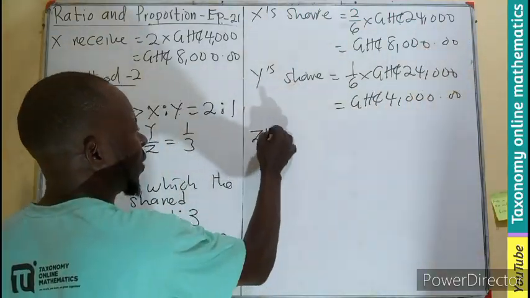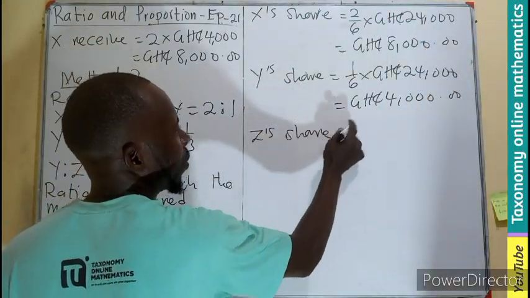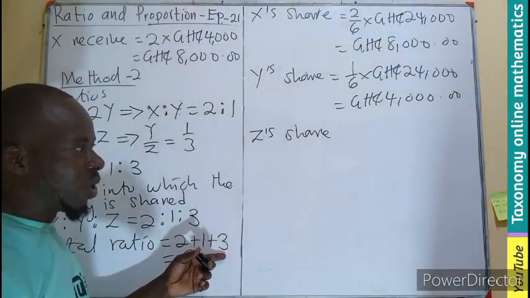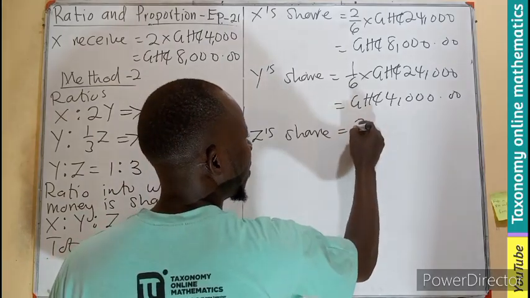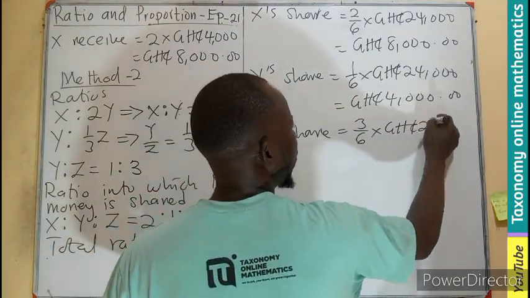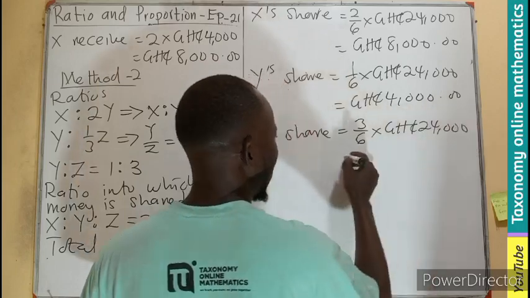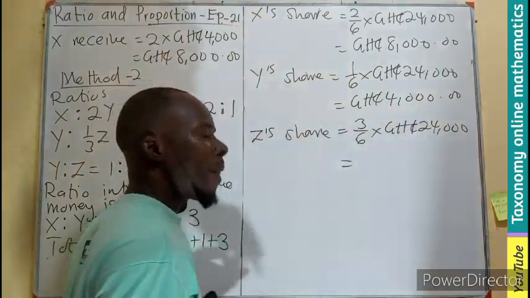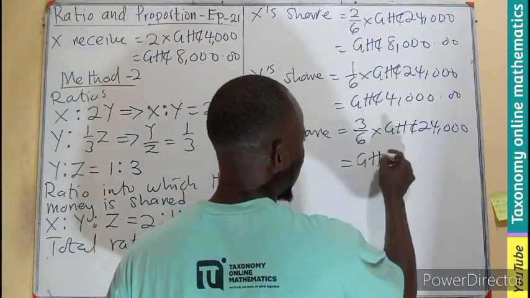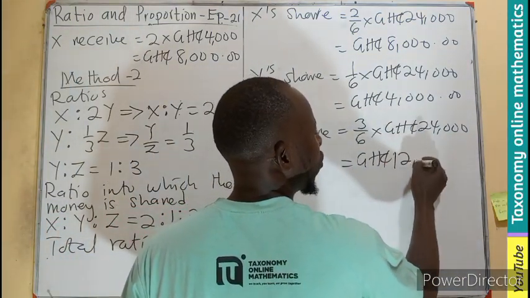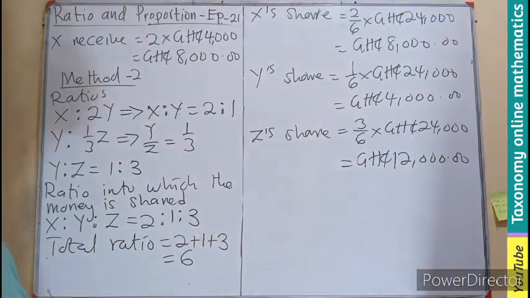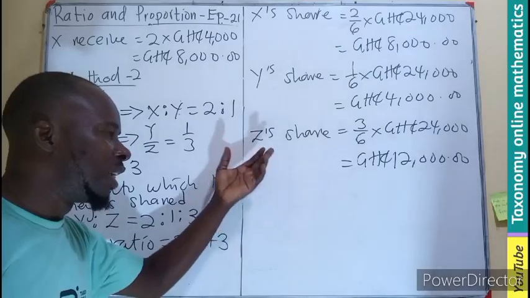Then let's go for Z's share. We can add the two and subtract from the total, but we can also use the ratio corresponding to Z. 3 divided by 6 times 24,000. This goes there 4 times, and 4 times 3 is 12. So we have 12,000 Ghana cedis. These are the individual shares that each person will take.